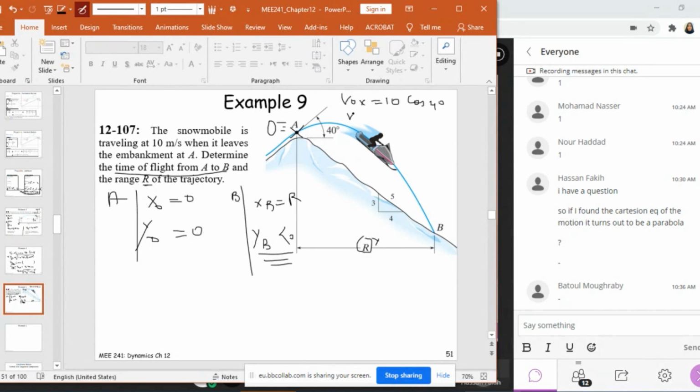And V0y is 10 sine 40. Guys, I have a question for you. I still have one input. Who can tell, guys, what is this input?